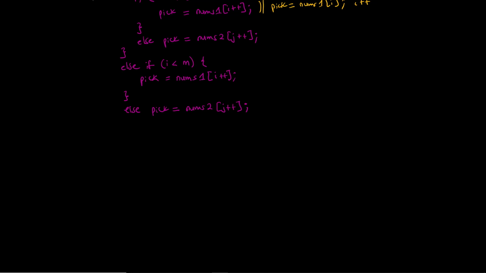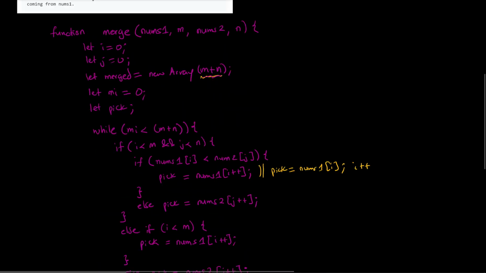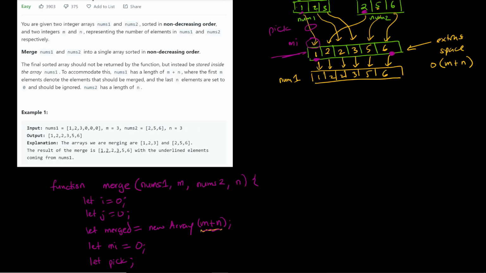Once we are done with that, now that we have the picks, we need to put whatever we've picked into the merged array. So remember our merged array had mi, which was 0. The same thing again with merged[mi] plus plus. So we put the stuff in mi and then increment mi right after, equals pick. This is just a shorthand trick. And then that's the end of our while loop. At this point we have everything placed.